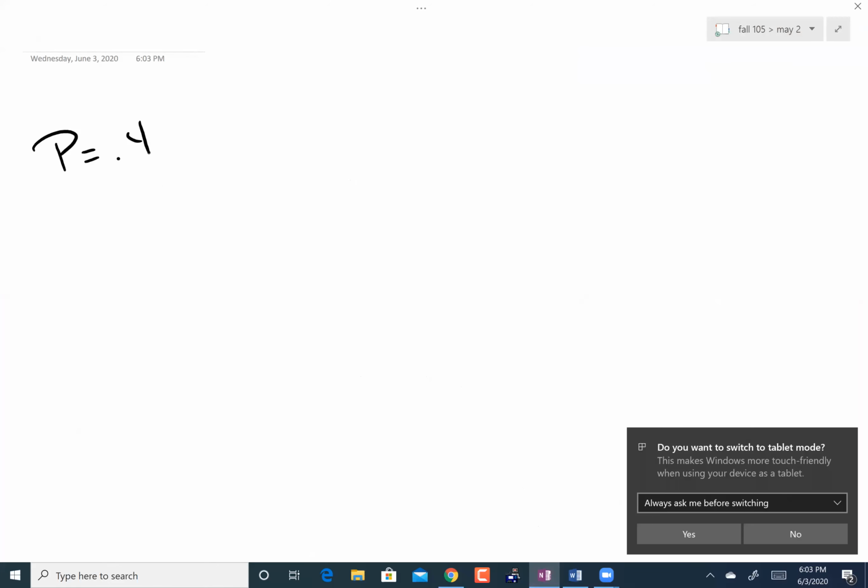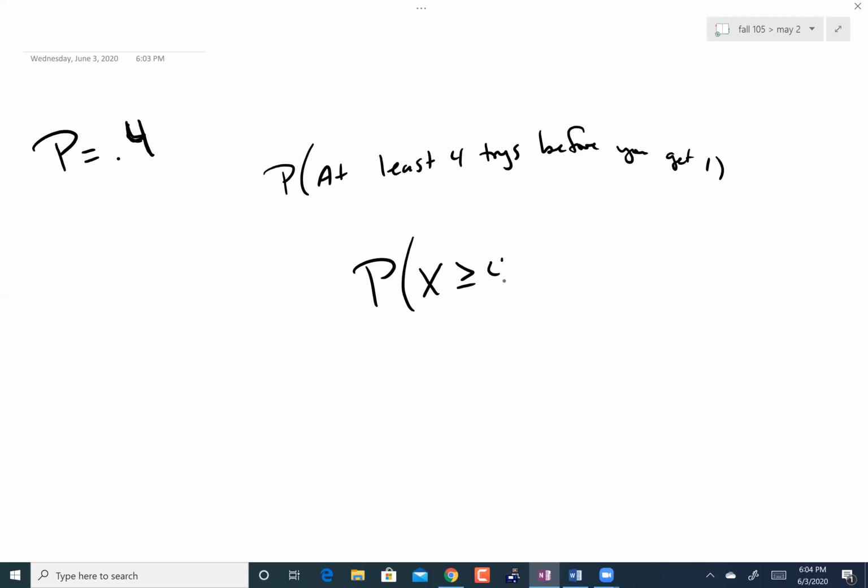All right, so our p here is 0.4, I think we said. That's what we said, 40% of the time we hit it. Okay, and then we said something to the effect of, what's the probability you will have at least 4 tries before you get one? Well, it could be 5 tries or 6 tries or 7 tries or 8 tries or 9 tries or so on. So clearly it's a geometric situation, but we need to look at it from a PDF standpoint. So I'm going to rewrite this as x is greater than or equal to 4.